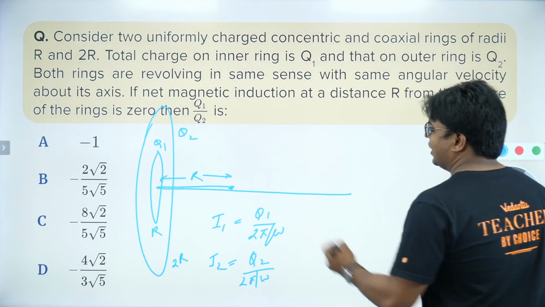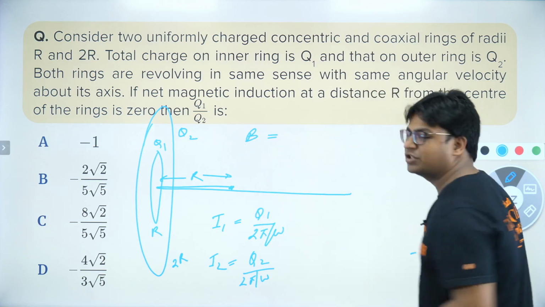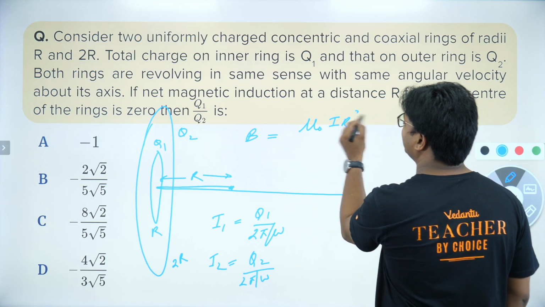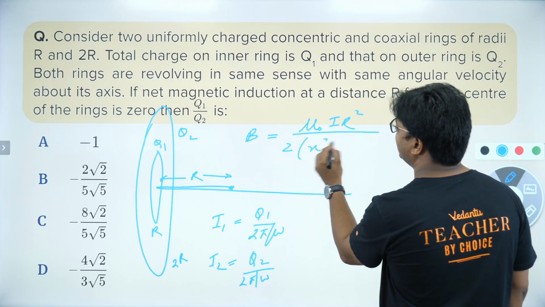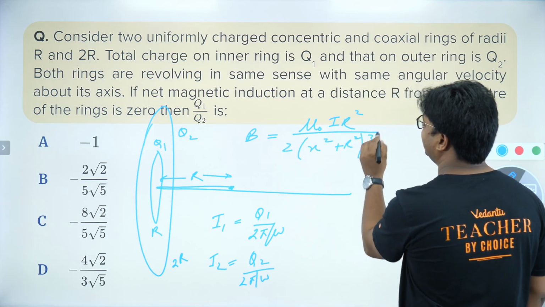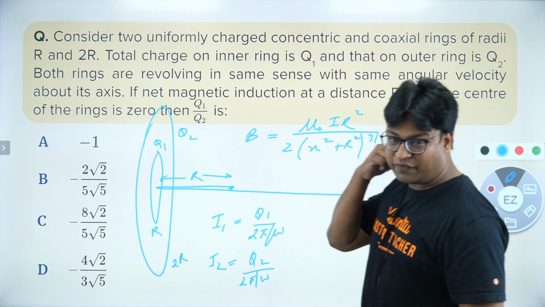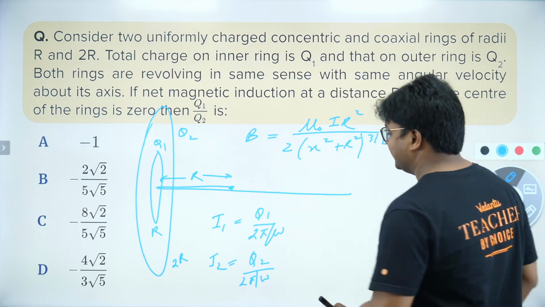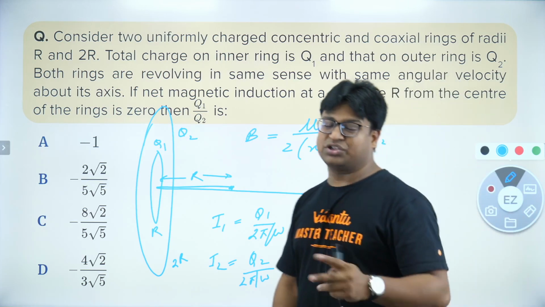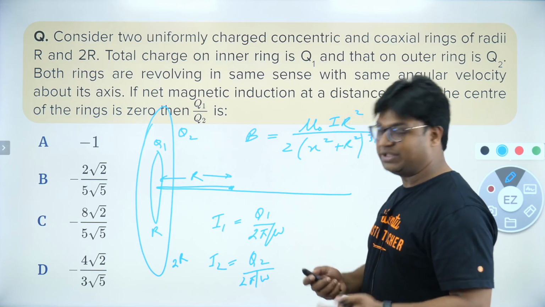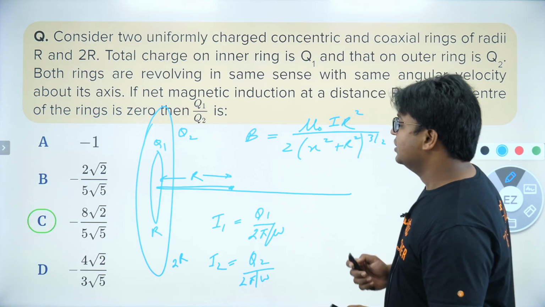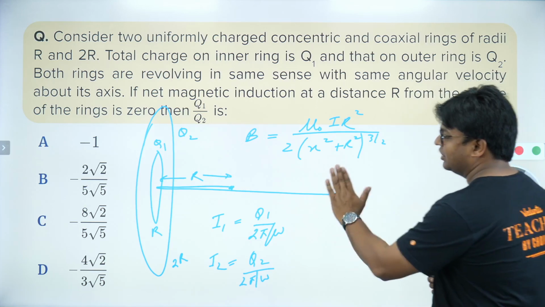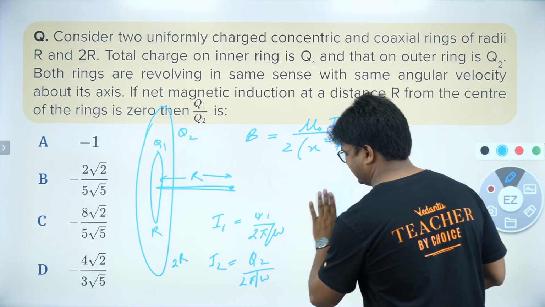So what do I do? First of all, I write the expression of B due to a ring. So that is mu naught I R square divided by 2 into x square plus r square raised to power 3 by 2. This is the expression of B produced by a ring on its axis at a distance x from the center. So can I say that the 2 rings should produce the same amount of magnetic field? Well, yes, only then they are going to cancel out each other. So I'm going to write here, I need some space, so I'm deleting these things.